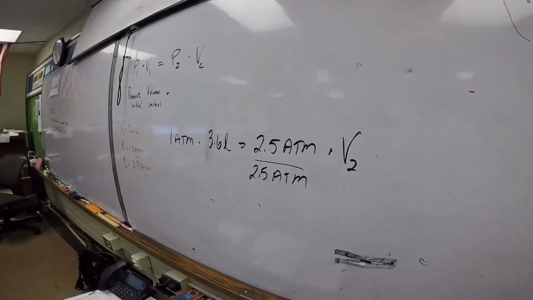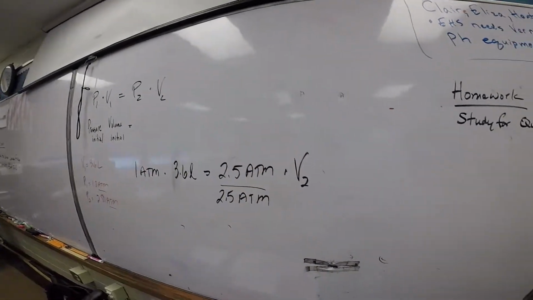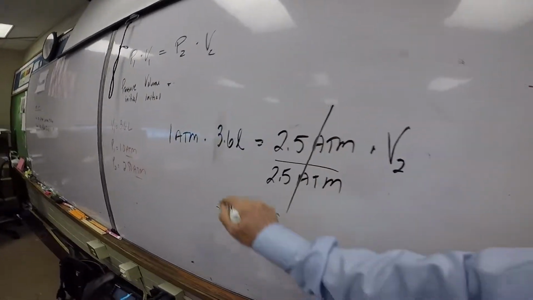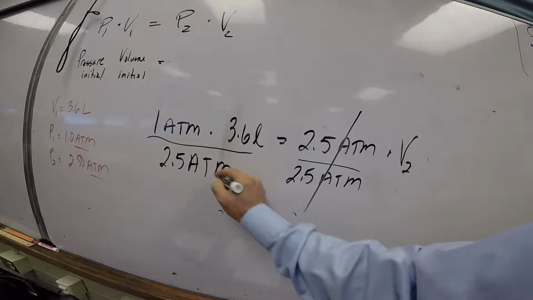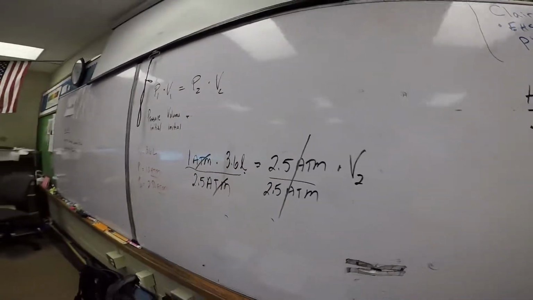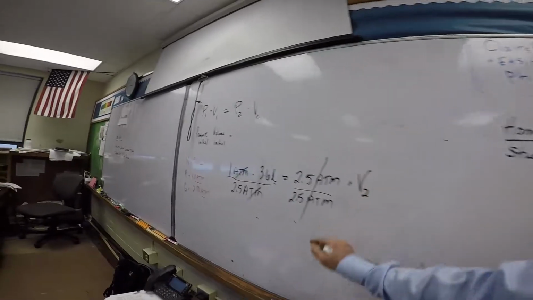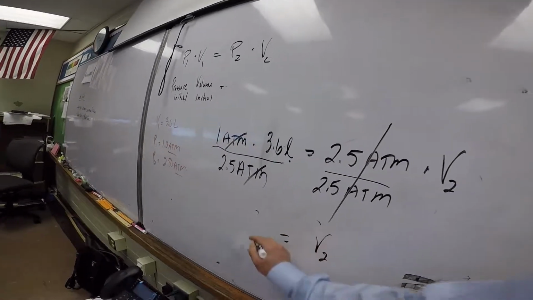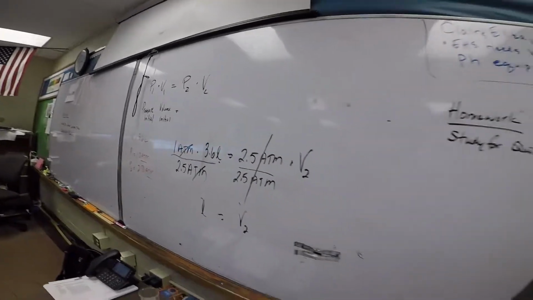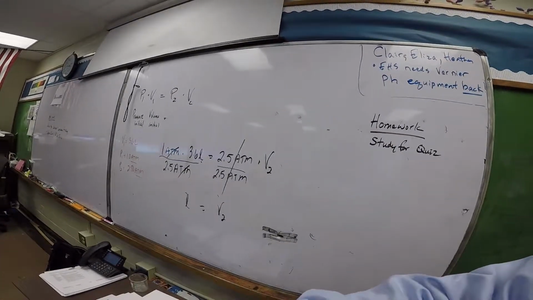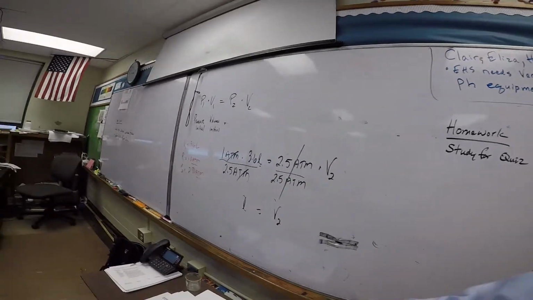Isolate V2. So I've just put my variables into the formula, divided by 2.5 atmosphere on this side so it crosses out. I have to do the same thing to the other side. You'll see how the atmosphere crosses out, and you're going to be left with the liter value for your V2. So V2 is going to equal liters. Now I just have to do the math. So it's going to be like 3.6 divided by 2.5. Anybody got the answer there?